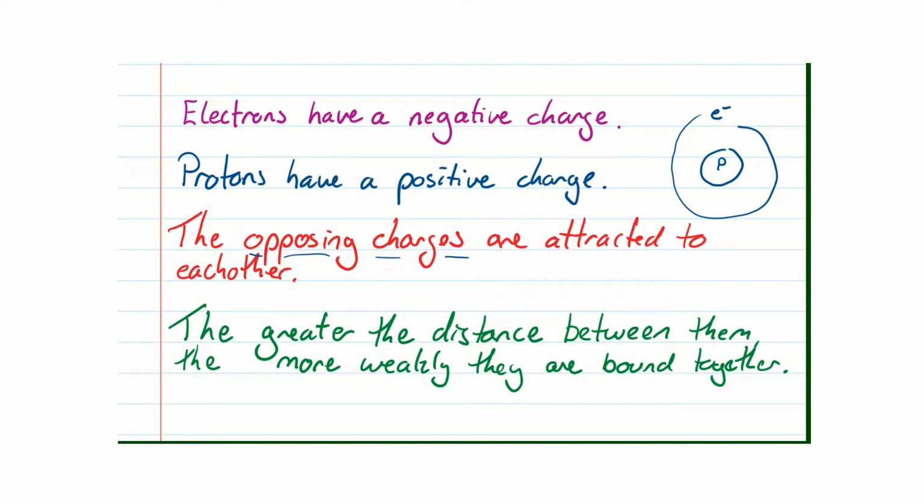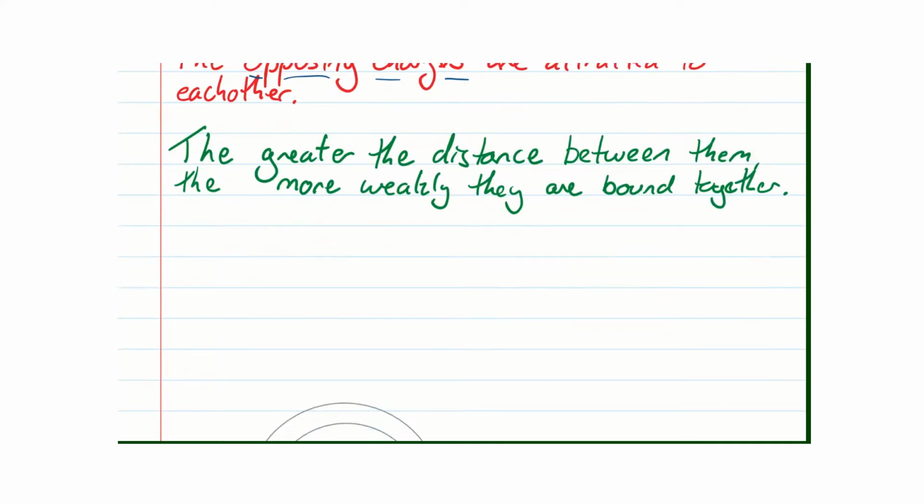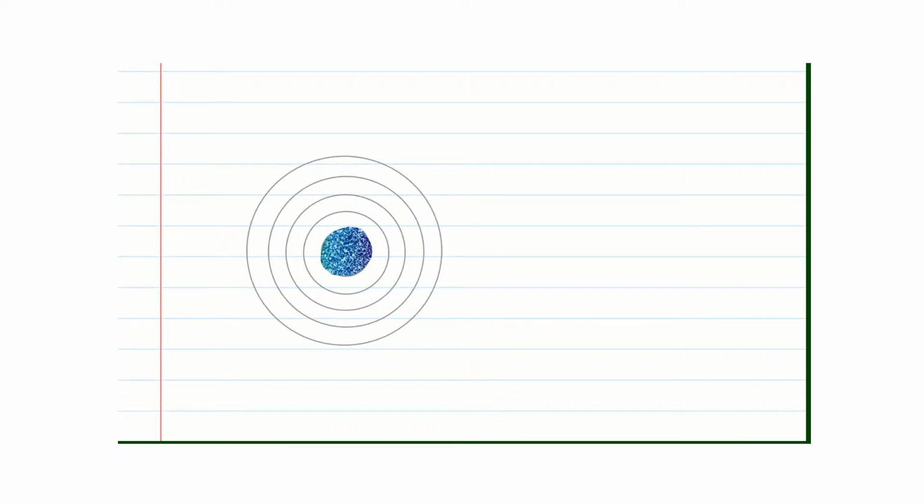The greater the distance between the protons and the electrons, the more weakly they're bound together. So you think about each individual electron and its position, and you can judge from that how tightly it's bound in. If we look at it in practical terms, if I use my nice red pen, we'll put an electron on there. It's nice and close to the nucleus. It's really tightly bound together.